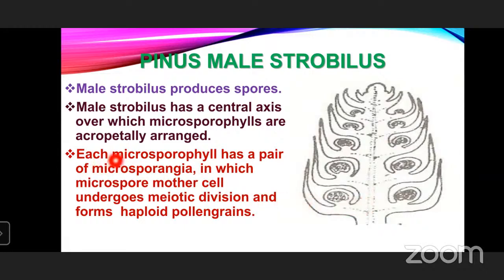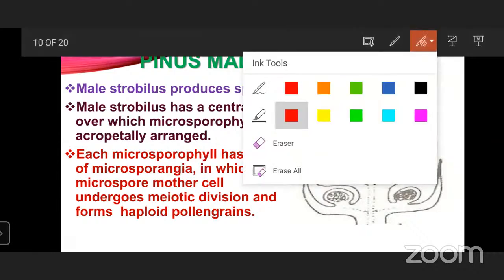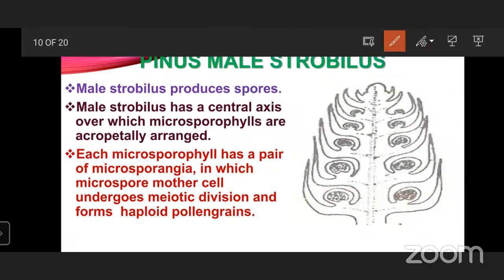Okay, and each microsporophyll has a pair of microsporangia. This is the microsporophyll. This microsporophyll consists of a pair of microsporangia. This is one microsporangium. This is the other microsporangium. A pair of microsporangia are present on the microsporophyll.